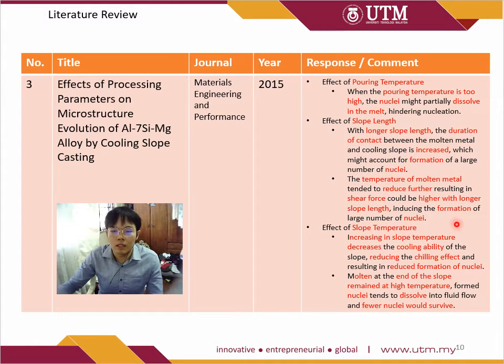a larger number of nuclei. And an increase in slope temperature decreases the cooling ability of the slope, reducing the chilling effect and reducing formation of nuclei. And the molten metal at the end of the slope might remain at high temperature, and it tends to dissolve back into the fluid flow and fewer nuclei would survive.